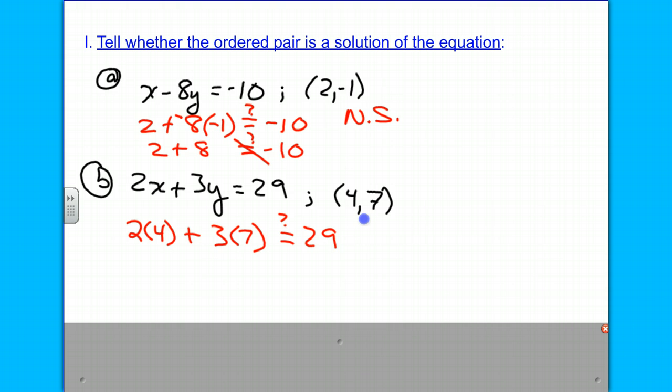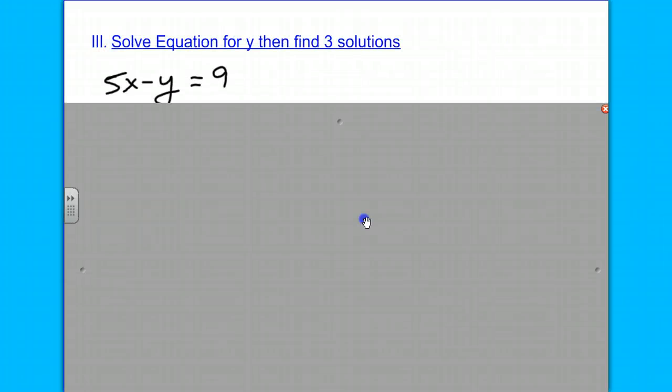What is 2 times 4? And what is 3 times 7? And does that equal 29? Yes, it does. So yes, this is a solution. (4, 7) is a solution. Are there other solutions to this equation? There are a lot of others, but this is one of them. There are infinite others, okay?